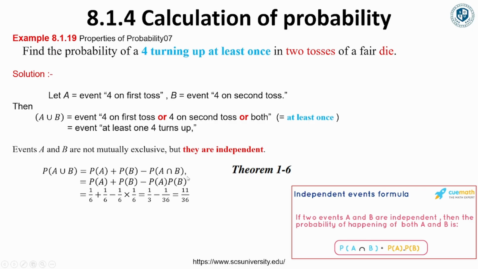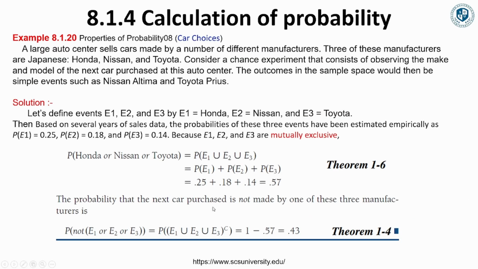From theorem 1.6, we have the probability of A union B is the probability of A plus the probability of B minus the probability of A intersection B, which equals the probability of A plus the probability of B minus the product of the probability of A and the probability of B, which equals 1 divided by 6 plus 1 divided by 6 minus 1 divided by 6 multiplied by 1 divided by 6, which equals 1 divided by 3 minus 1 divided by 36, which equals 11 divided by 36.